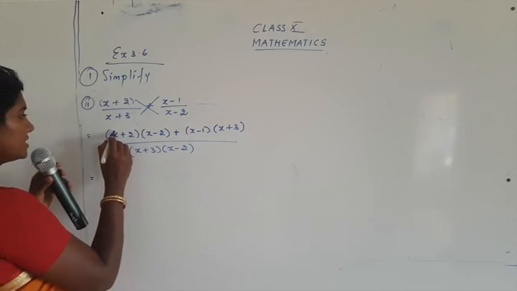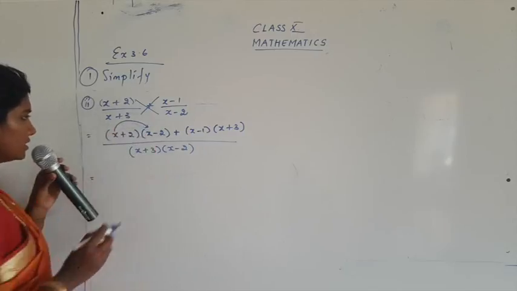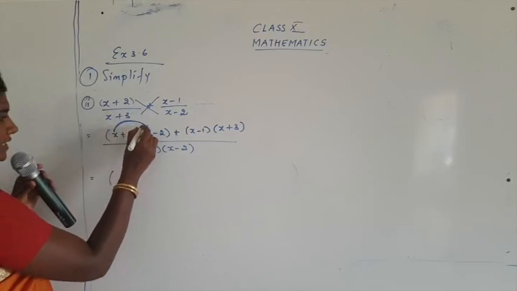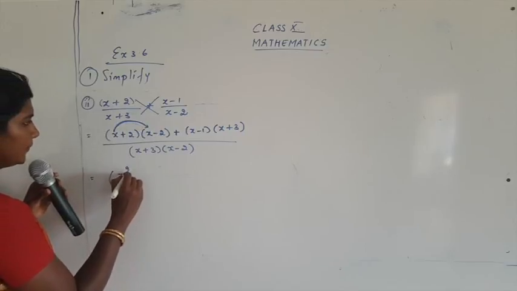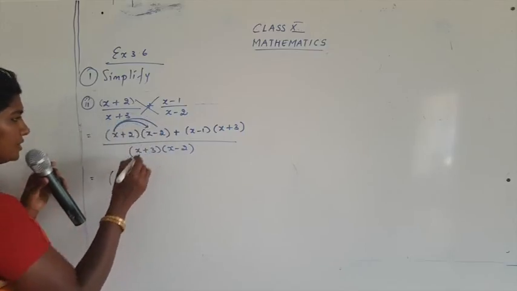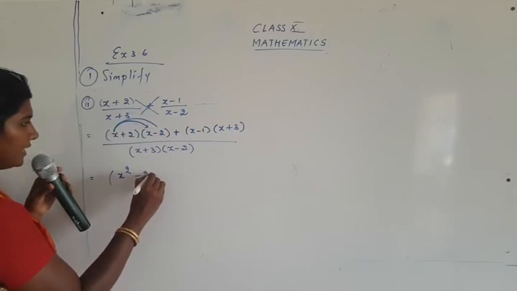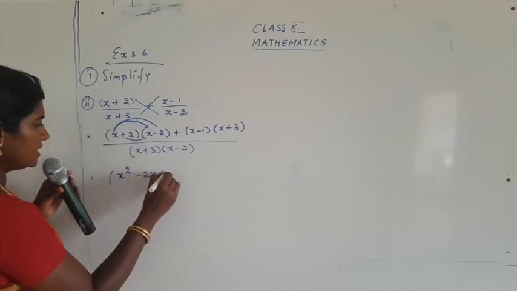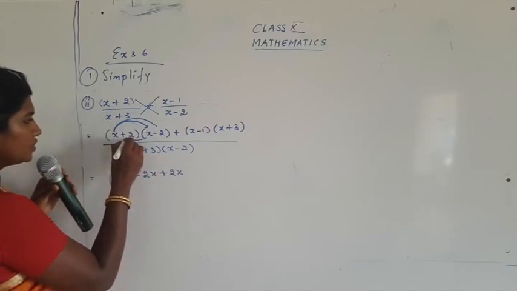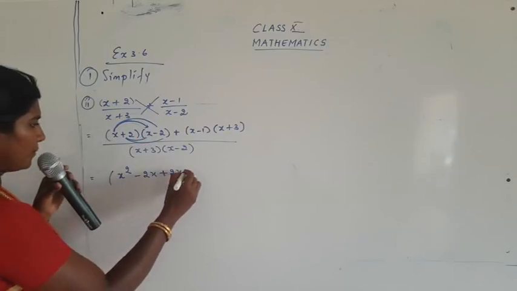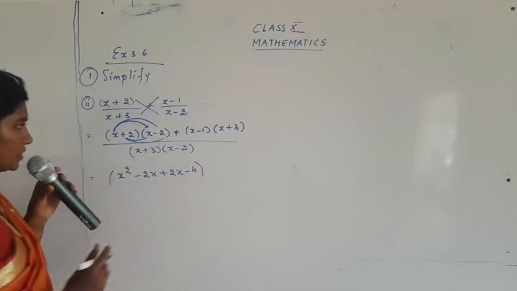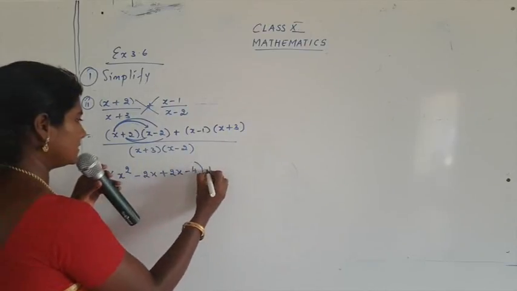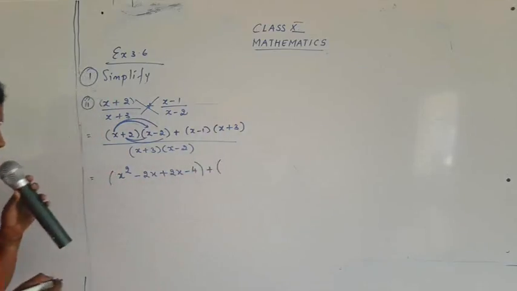Be careful, just look at the step carefully. x into x gives you x square. x into minus 2, minus 2x. Now, plus 2 into x, plus 2x. Plus 2 into minus 2, minus 4. So I have expanded the first part. Now I'll write the main sign as plus. Now let's go for the second expansion.